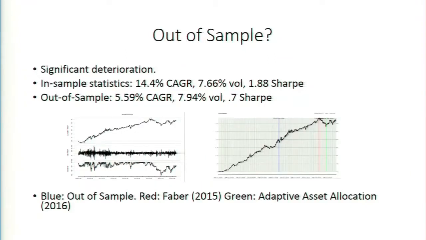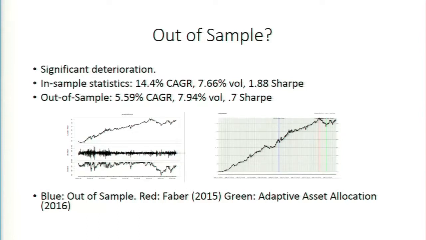But out of sample, the strategy really deteriorates. So the in-sample statistics, I had a 14.4% annualized return, 7.66 vol, and a 1.88 Sharpe. Out of sample, it just plummets. 5.59 CAGR, 7.94 vol, and 0.7 Sharpe. So basically it got cut by 2/3.